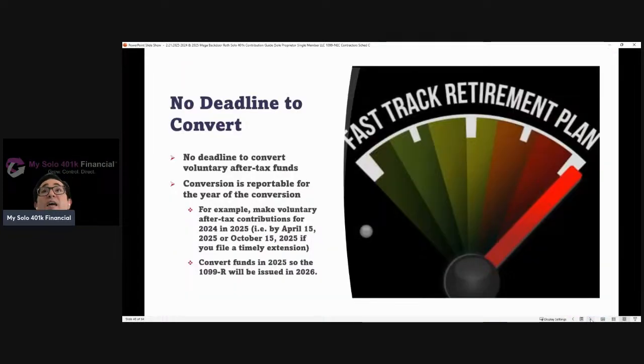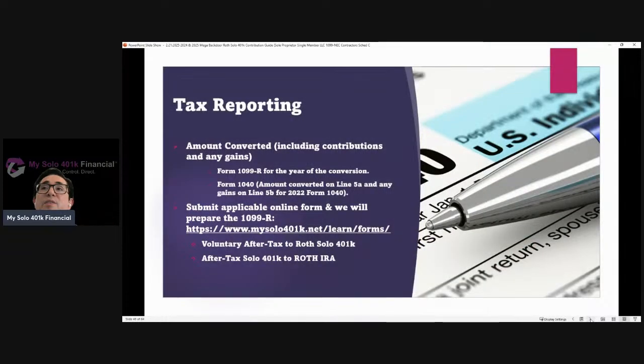Now, there is no deadline to convert from an after-tax to a Roth, right? There's a deadline to make the contribution, but no deadline for that second step. And the reporting, the 1099-R for that second step, would be for the year of the conversion.